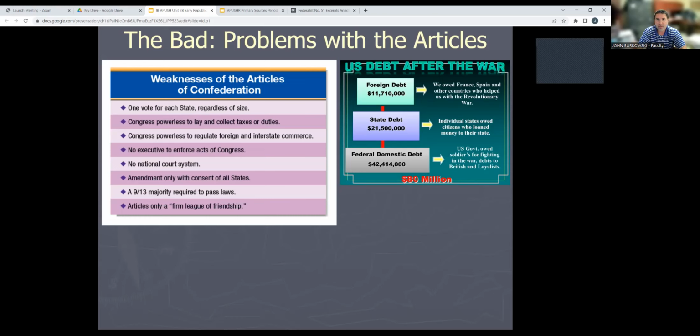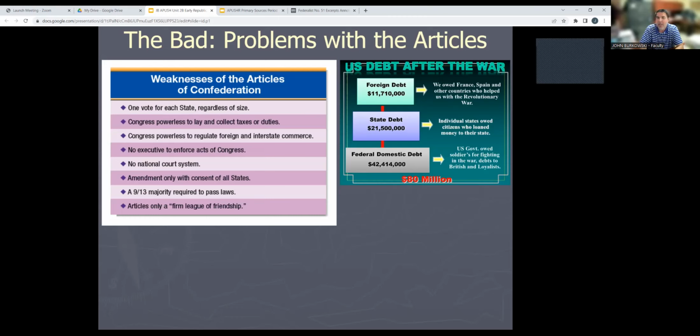We also have the total state debt, meaning the debt of the several states that have debt, right? For example, Virginia doesn't have debt. Virginia paid off its debt, but other states do have debt, coming out to a total of $21.5 million. And there are debts to foreign governments and special interests, such as France and Spain, who helped us in the war, and of course we borrowed from them. We also borrowed from the Dutch.